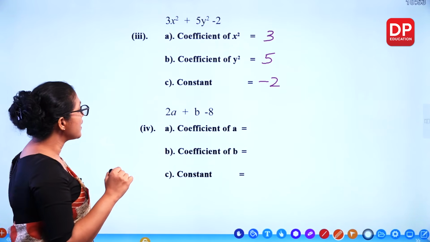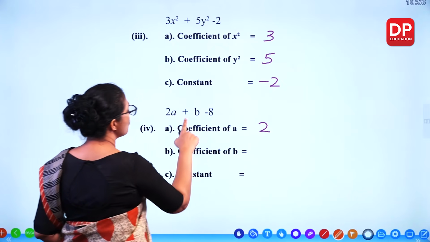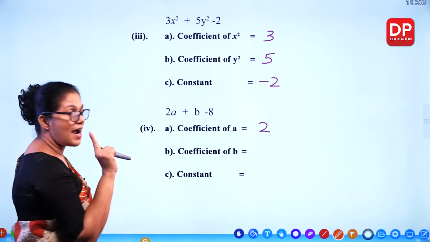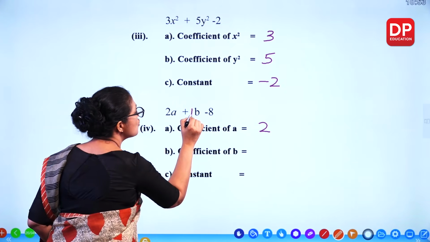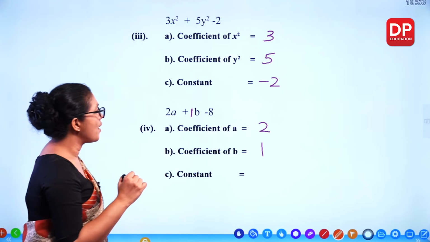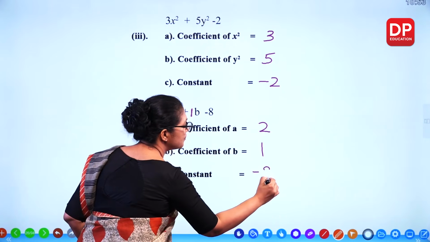Look at this algebraic expression. Coefficient of a, that's 2. Coefficient of b, nothing there means this is just 1. So the coefficient of b is 1. What's the constant term? Minus 8.